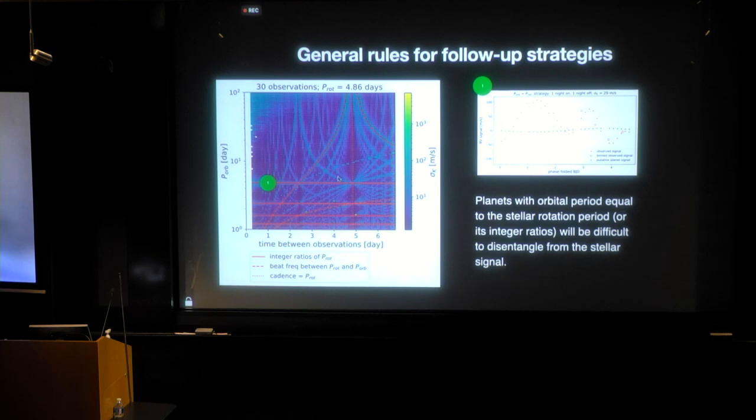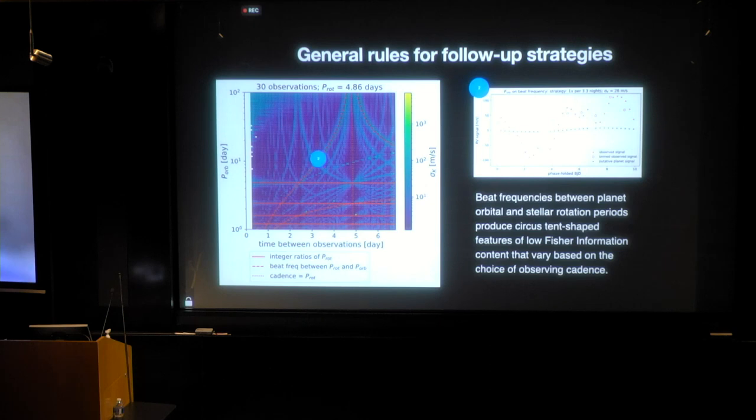If you're on a horizontal line, then you're in for a bad time, because you're observing every planet orbital period, and so you're just going to get the same spot each time. You don't have good phase coverage, and so this is one way that a strategy can be bad.